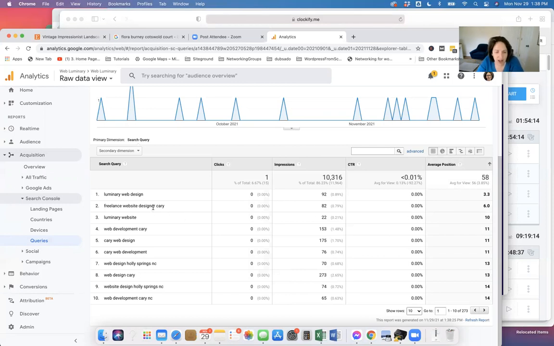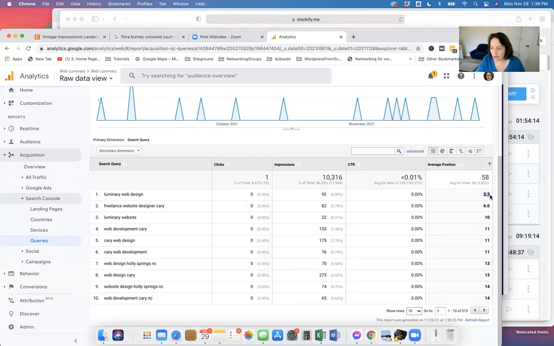But for the most part, I'm putting in the town I live in because that's what people use, and that's what I'm more likely to get found on. So I'm getting found on Luminary web design. What that shows me is that people can't quite remember my business name, and they remember it's got the word Luminary in it. So they're typing that in, and they're finding me. I rank number 3 for that.